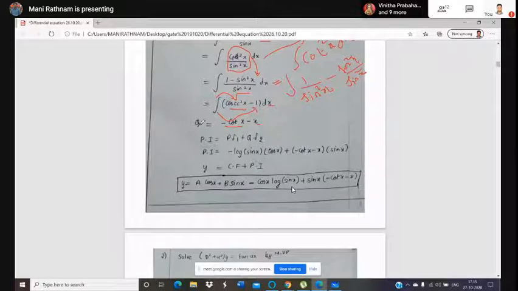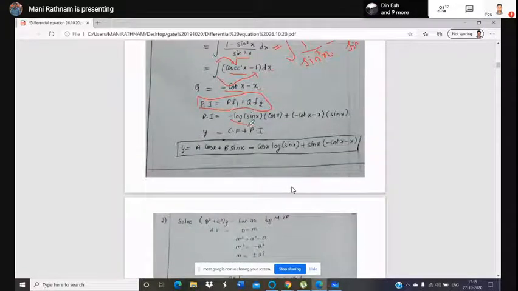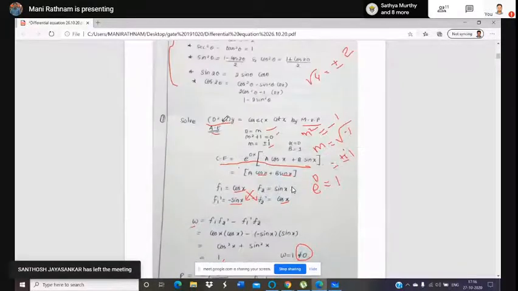So the particular integral, after finding capital P and capital Q, is P f1 plus Q f2. Capital P is minus log of sin x, and f1 is cos x. From the complementary function you get f1 and f2. Plus Q, which is minus cot x minus x, and f2 is sin x. So y equals CF plus PI. So complementary function plus particular integral is the resultant, and this is the general solution for y of the given differential equation D square plus 1 of y equal to cosecant x cot x.